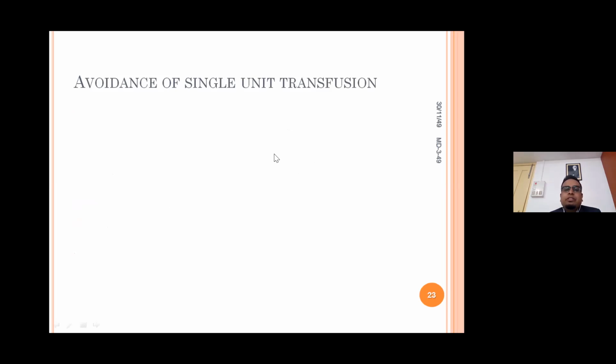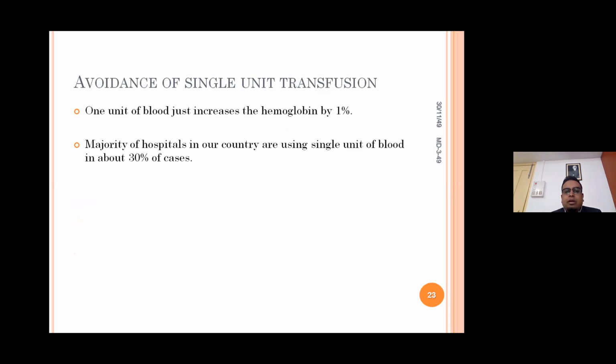Next is avoidance of single unit transfusion. Now this is very important. We have to keep in mind that 1 unit of blood just increases the hemoglobin by 1 gram%. And the majority of our hospitals in the country are using a single unit of blood in about 30% of the cases. Even in many of the hospitals where I have worked, many a time the requisitions come to us in the blood bank asking for only a single unit of blood.